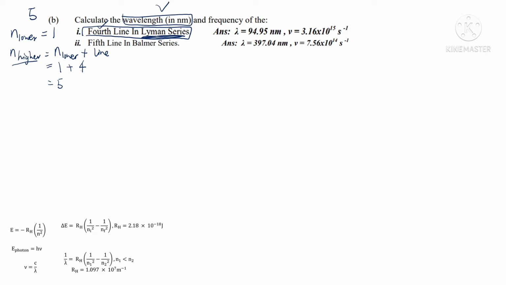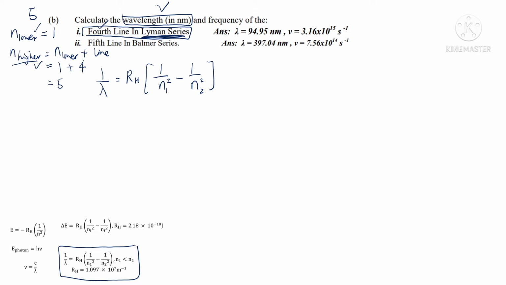Then second step, we need to choose an appropriate formula. We have the electron transition and we want to find wavelength. Therefore, the Rydberg equation for wavelength is the formula that we should use. In the Rydberg equation for wavelength, n1 should be smaller than n2. So as n1 should be smaller than n2, therefore n equals to 1 will be n1 and n equals to 5 will be the n2. With that, we can substitute into the Rydberg equation for wavelength.